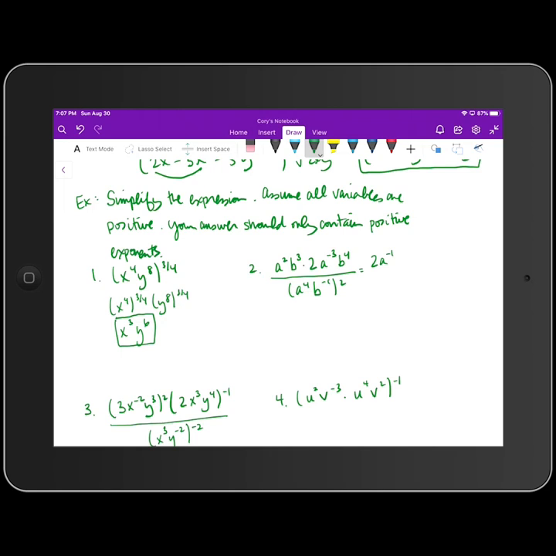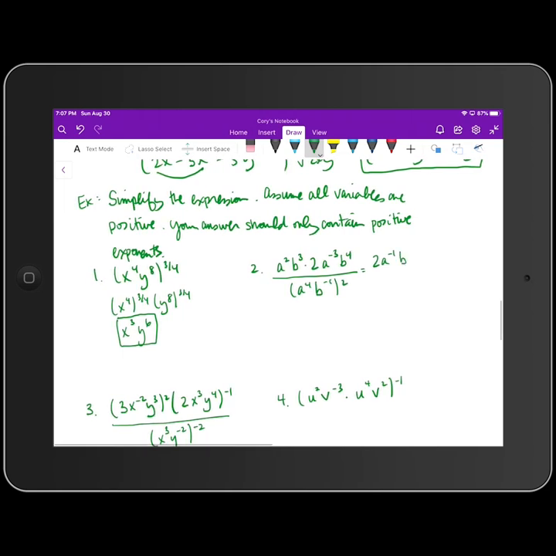And then I'm going to do the same thing for the factors of b. So we have b cubed times b to the 4th power. Again, if I'm multiplying two exponents that share the same base, I'm going to add those powers. So that's going to make b to the 3 plus 4 power, which is b to the 7th power.